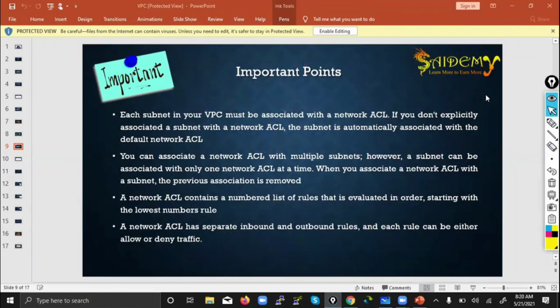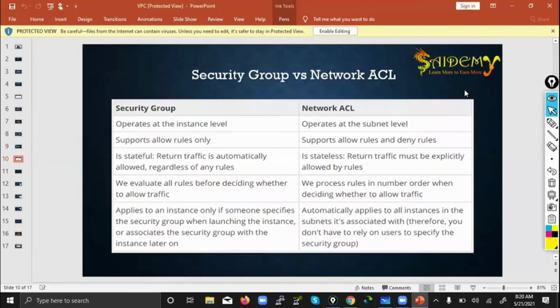Yeah, so now let's see the differences, because this table is for sure. They'll ask some questions in certification, and in interviews, definitely they will ask. So this is the security group and this is the NACL. The first point is: the security group operates at instance level. The NACL operates at subnet level.